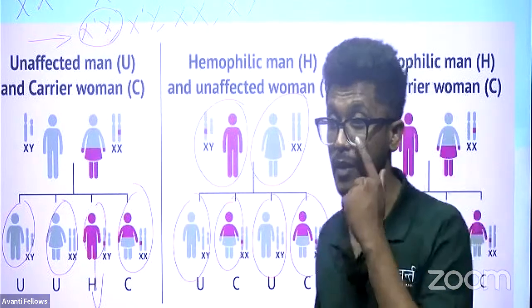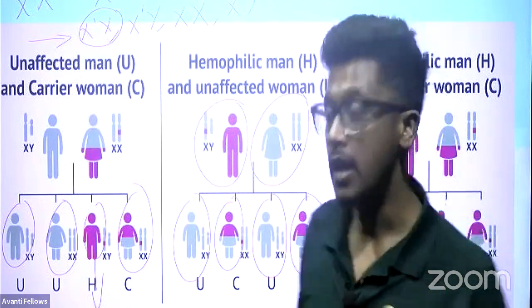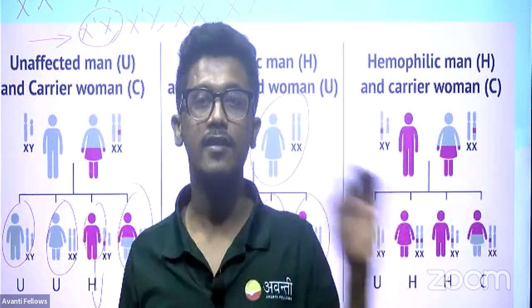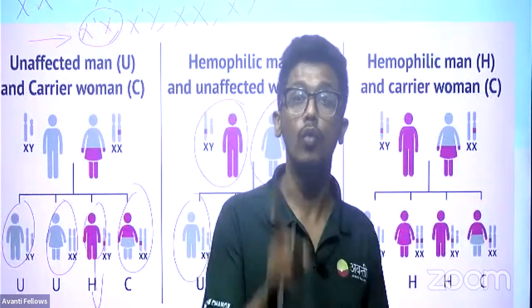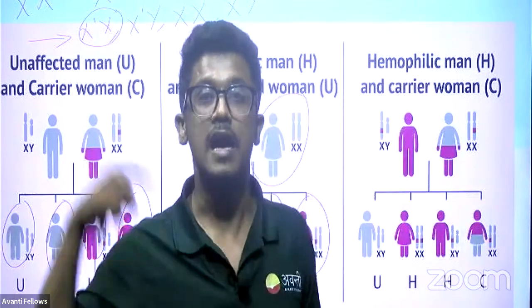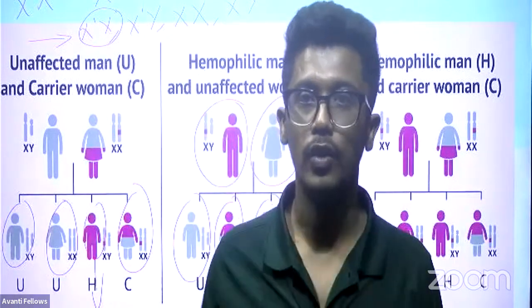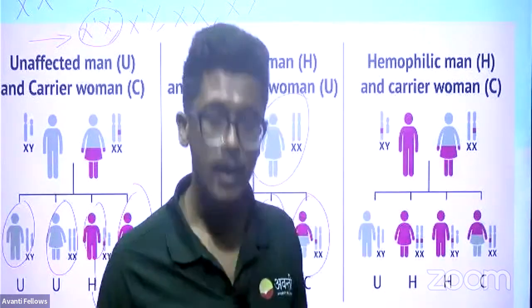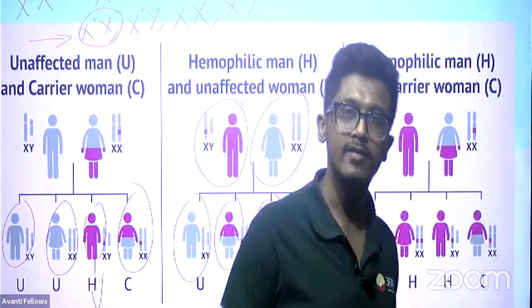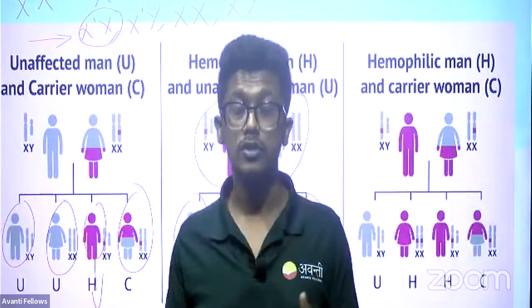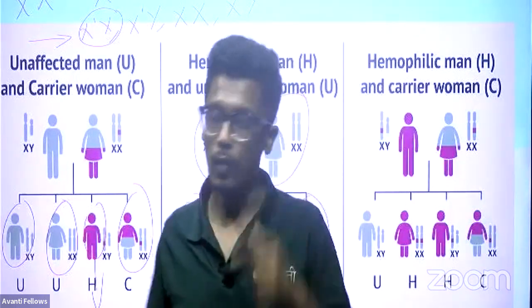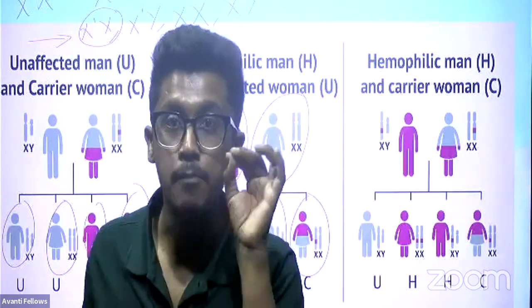Now, I told you that I'll explain the meaning of carrier of the disease. The carriers of the disease are the ones who carry the defective gene in one of their chromosomes, whereas the other chromosome has a healthy gene. You understand my point? What is a carrier? A carrier is one who carries the defective gene in one chromosome, and the other chromosome has a healthy gene. Now, why do we have to give importance to them?